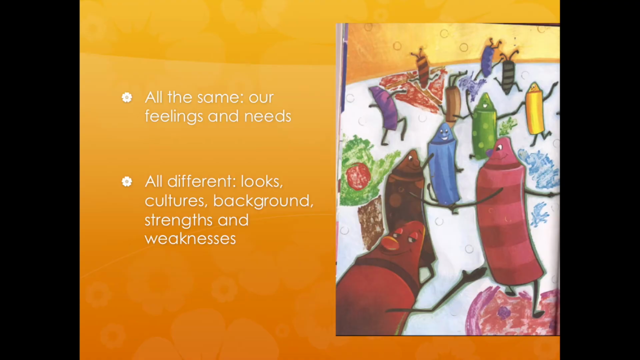For example, we all have feelings and all have needs, but we are also all different. We all look different, come from different countries and backgrounds, all have different strengths and weaknesses. I would relate this to the crayons and talk about how they were all crayons, but all looked different too.